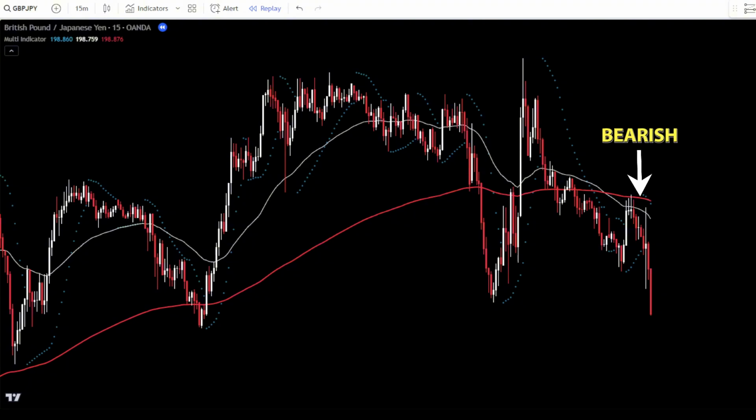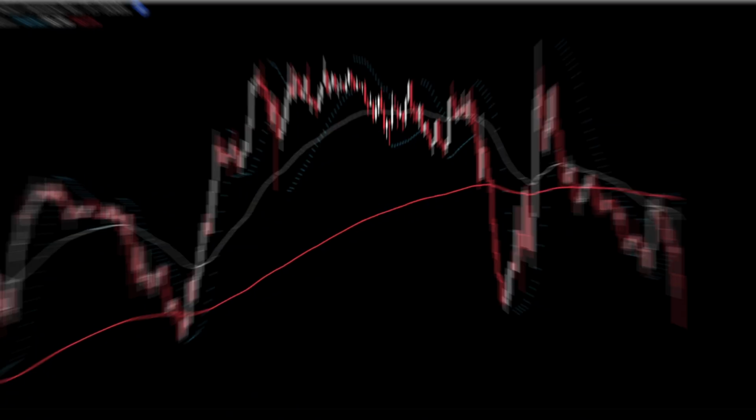On the other hand, if the EMA 50 crosses or is below the EMA 200, this indicates a bearish trend. In this situation, your main focus will be finding the best entry points for sell positions.